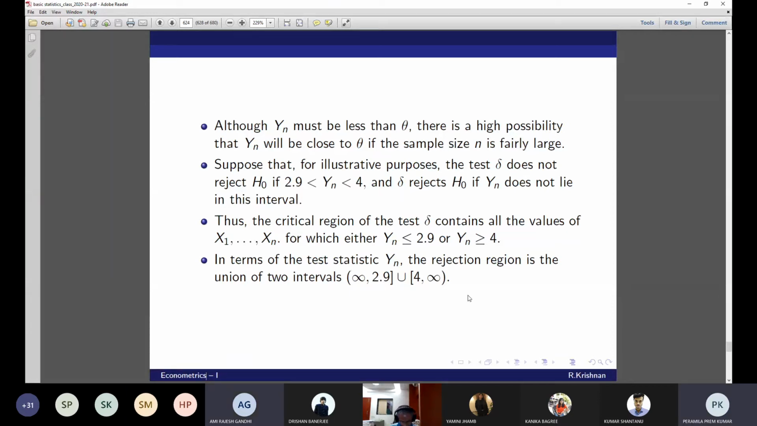You are saying B hat minus B. What is this? B hat minus beta, or theta hat minus theta, should always be positive or negative? I mean, the expectation of yn minus the estimator should always be negative, because the expectation of the estimator is less than theta for any large n.